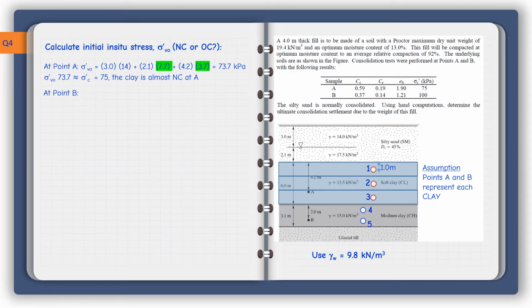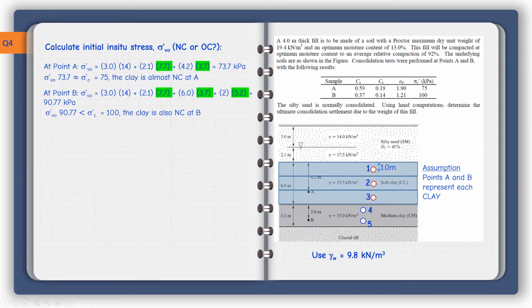At point B, we repeat the same process. So I have 3 meter, this is point B, 3 meters times 14. Then I add 2.1 meter of submerged unit weight, 17.5, take away 9.8. And then I have a full 6 meter here times 3.7, which is the submerged unit weight of that. I add to this 2 meter here within the medium clay times 5.2, and this has given me 90.77.